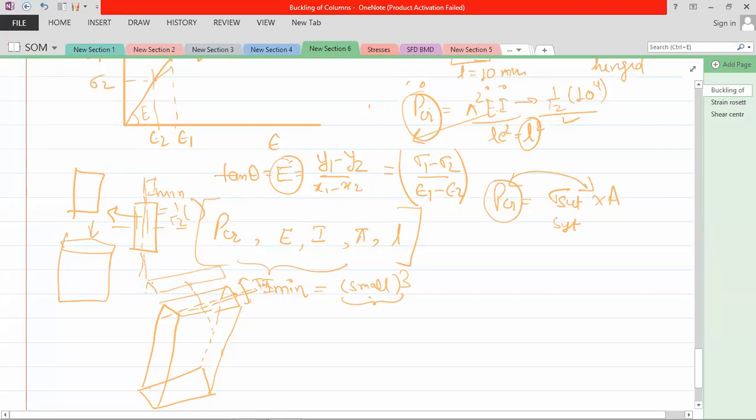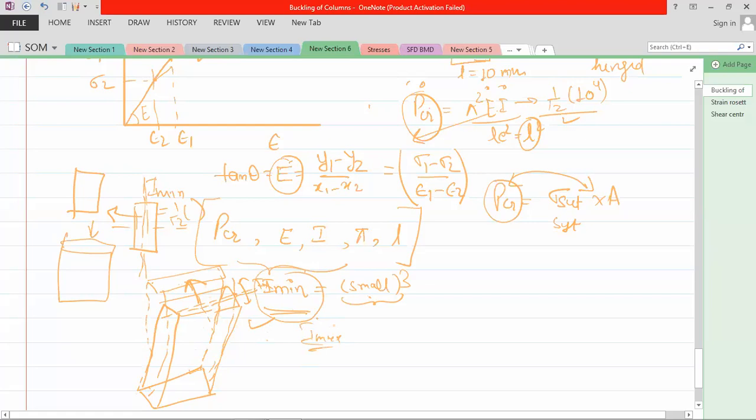I'm just trying to show how the buckling will happen. This is the portion, and this portion will tend to move here under the load. That's why you need to find the I minimum. So in the exam you can expect a question where I minimum and I maximum are different.